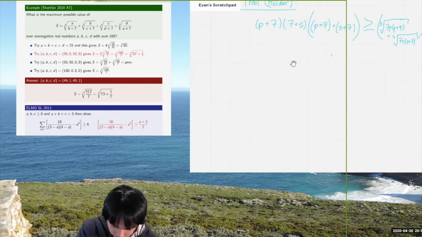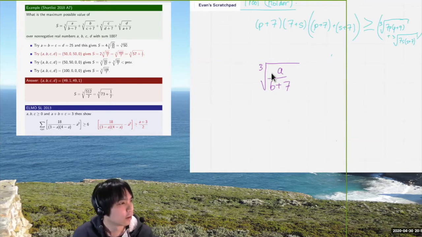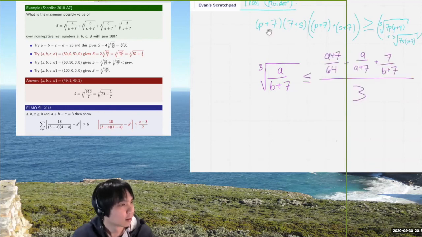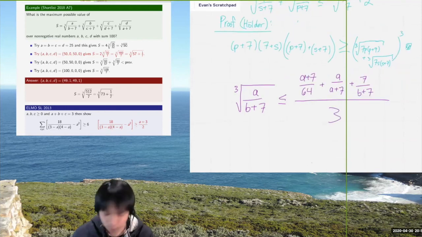You take the cube root of a over b plus 7, and you use AM-GM. And by AM-GM, we're going to say this is less than or equal to 1/3 of the following thing: a plus 7 over 64, plus a over a plus 7, plus 7 over b plus 7. Like that. Because, oh, wait, I'm missing a 64 somewhere. Okay, let me just multiply by some constants. 7 over 64.